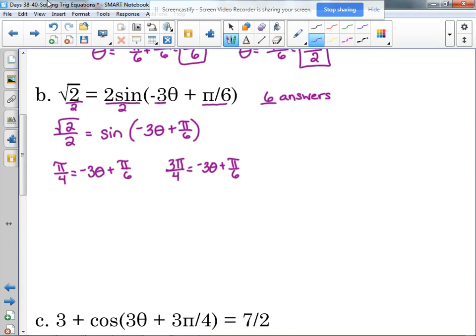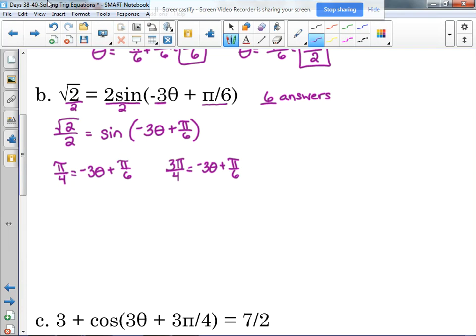Now, normally, I would add 2 pi to the pi over 4 and the 3 pi over 4, but if we think about this a little bit, in the process of solving for theta, we're going to end up dividing by a negative 3. So if we divide by a negative, we're going to get a negative answer, and we're not allowed to have negative answers. So if I go ahead and get negative coterminal angles for pi over 4 and 3 pi over 4, when I divide by the negative 3, I'm going to end up with a positive number. So it's going to save me a little bit of work down the road.